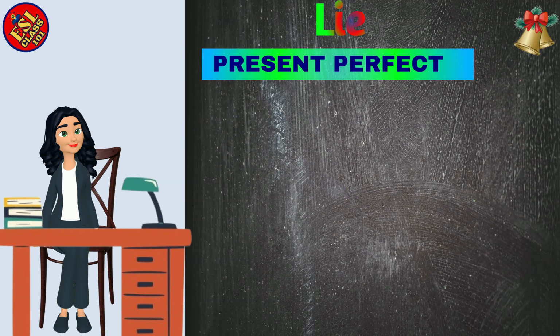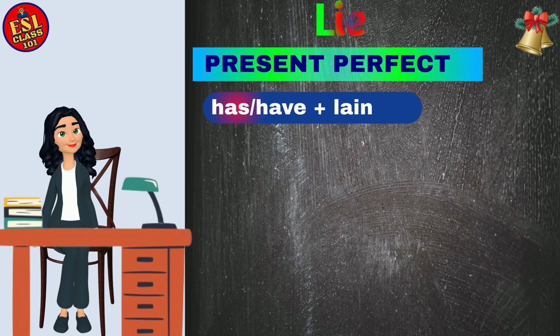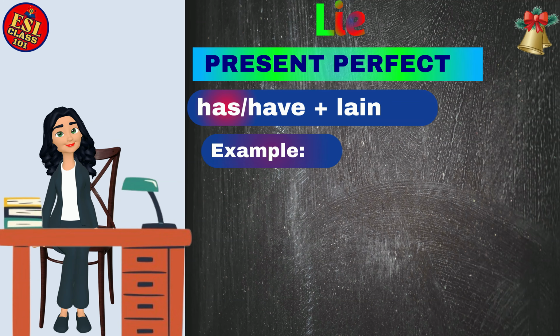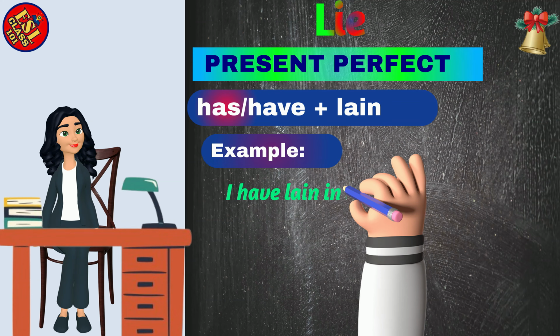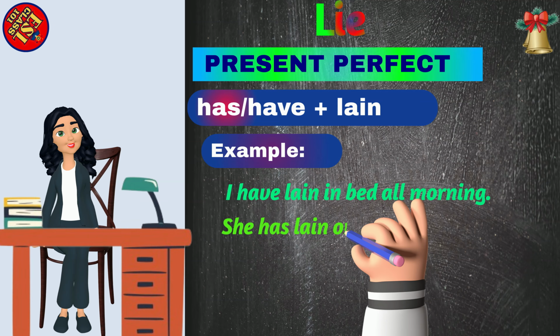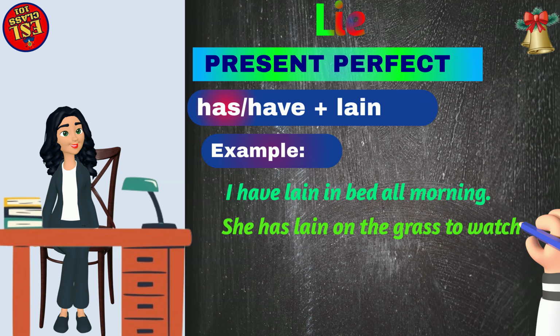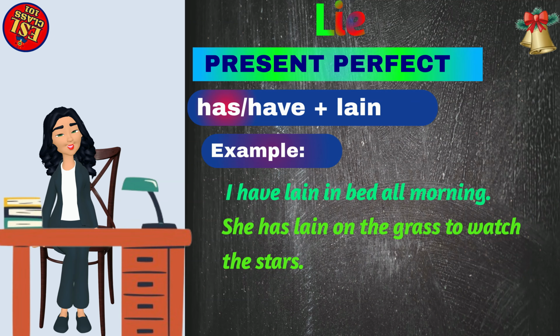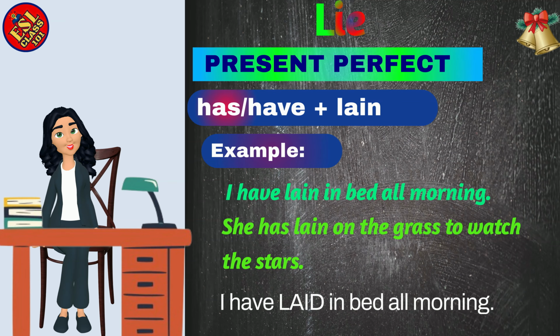In the present perfect tense, we use has or have plus the past participle lain. For example, I have lain in bed all morning. Or, she has lain on the grass to watch the stars. Notice that the past participle lain is different from the simple past form lay. Again, avoid saying, I have laid in the bed all morning.